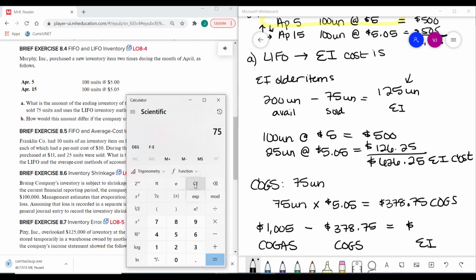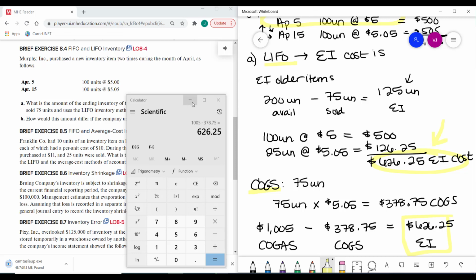Oh, let me do that again. 1,005 minus 378.75. That gives us $626.25, just like we found before. Okay? So using the LIFO method, we just found the cost of the units left over. So you can do it the first method that we did, or you can always find cost of goods sold first, and then subtract it from your cost of goods available for sale to find that ending inventory.